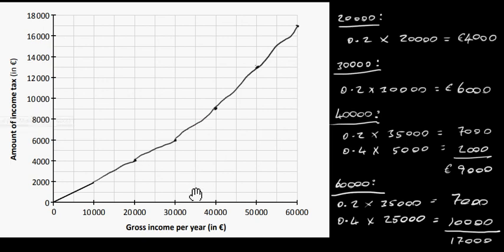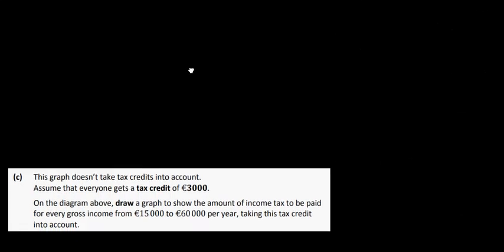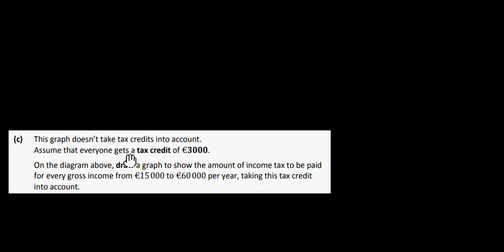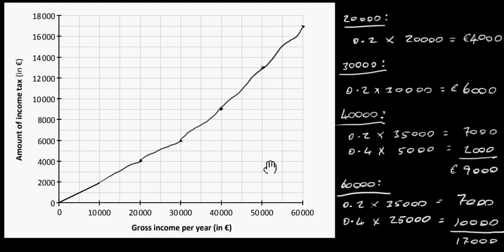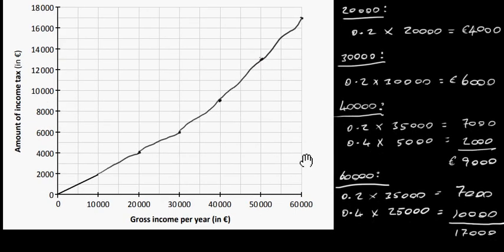Let's have a look at part C. Is there another part? There is here. The graph doesn't take tax credits into account. Assuming that everyone gets a tax credit of 3,000 euros, on the diagram above, draw a graph to show the amount of income tax to be paid for every gross income of 15,000 to 60,000, taking this tax credit into account. So in other words, what we've got to do really is just take each of these points and subtract 3,000 euros. So let's do that.